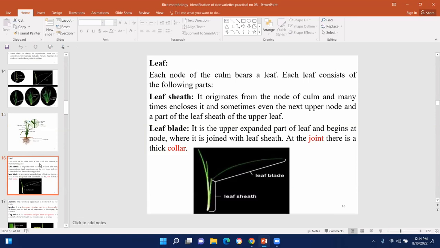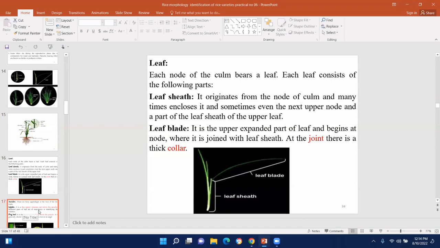Next we will see the leaf sheath, the leaf blade, and all these things. But in any exam we won't ask what a leaf is or what the leaf sheath is. If you want to identify it, that is the important thing.